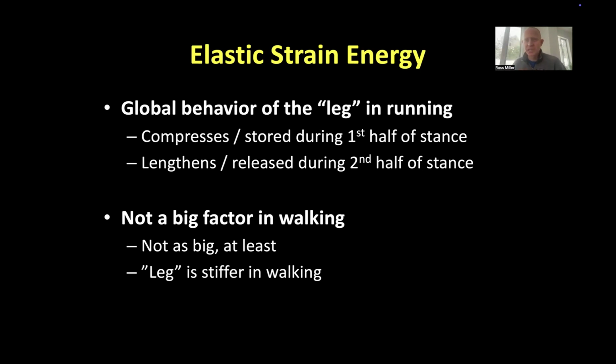That's happening appreciably in running, but not so much in walking, at least not as much of a big factor in walking. In walking, we keep the leg relatively stiff and relatively straight, and we kind of vault over that leg and let gravity pull us down towards the ground as we do the next step, rather than actively pushing ourselves off the ground with that leg as we do in running.